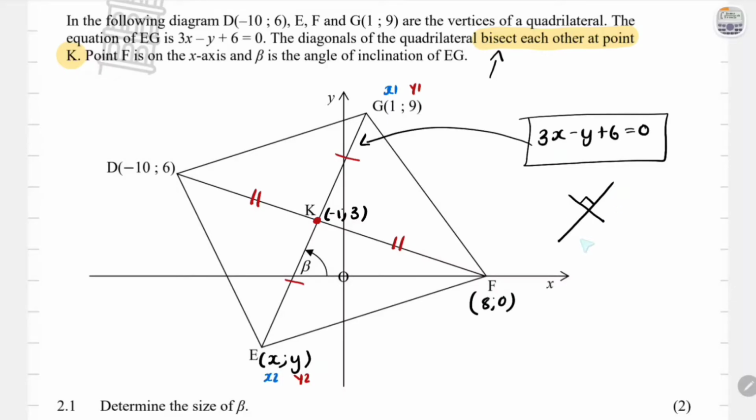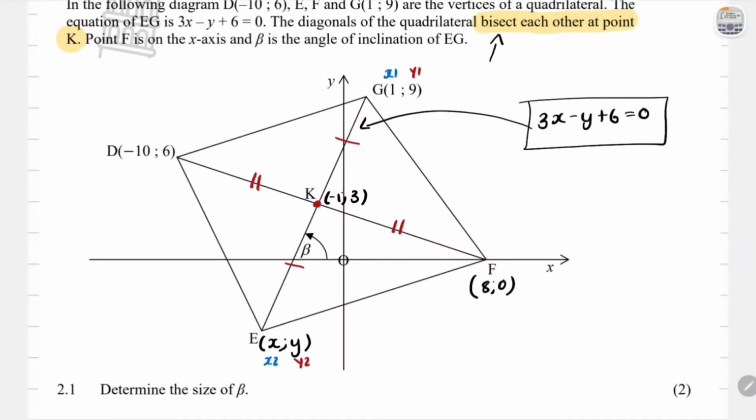And how you show them the lines are perpendicular is if you show them that the gradient of the first line multiplied by the gradient of the second line gives you -1. Then you know it's perpendicular. So the fact that we have the equation of this line is very helpful. Then we would need the equation of the second line because we just need to show them that the diagonals actually bisect each other. So let's go ahead and get the equation of the second line, DF.